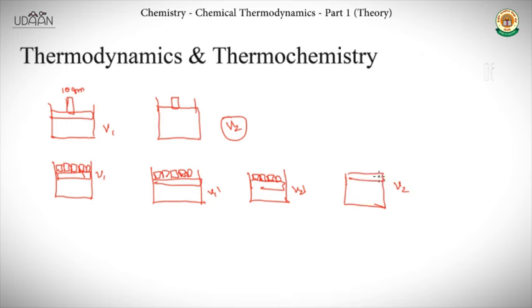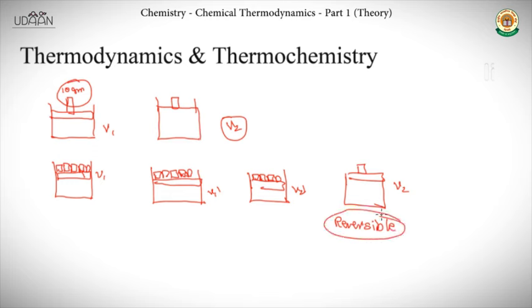What is the difference in these two processes? See, in the first case, we are directly removing this 10 grams weight, and the process is very fast. In the second case, we are removing it very slowly, meaning we are changing the state of the system very slowly. So this one is a slow process. So at every state, the system is attaining equilibrium. So we call this process a reversible process.